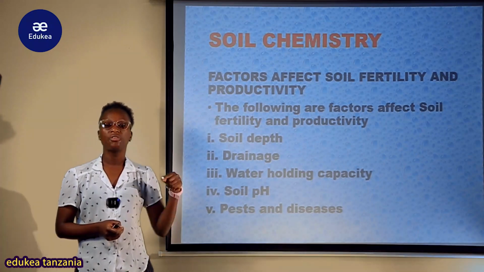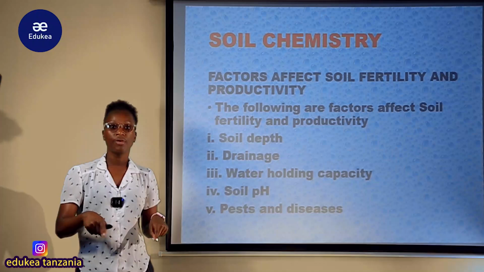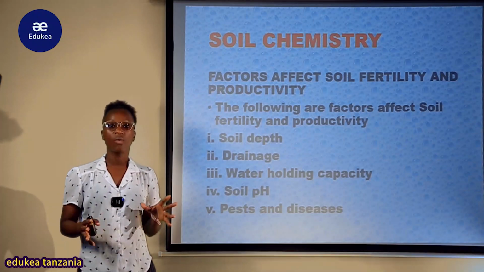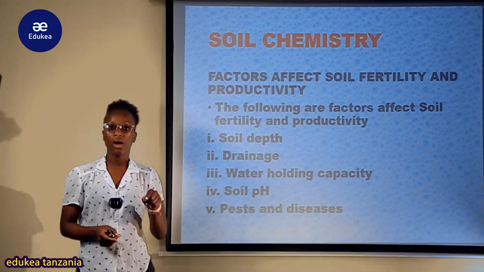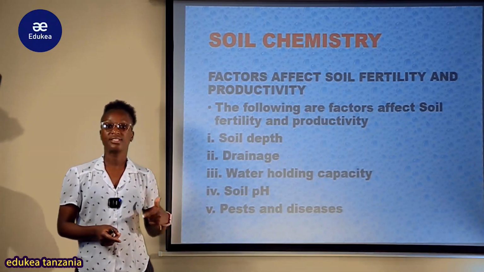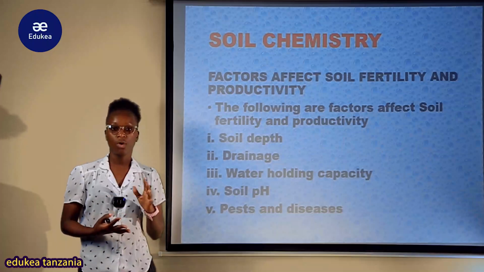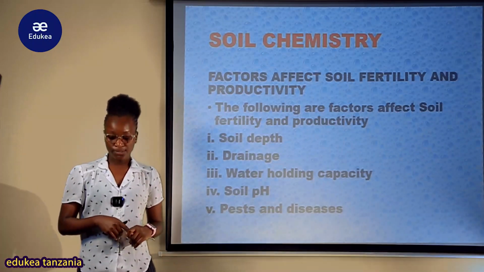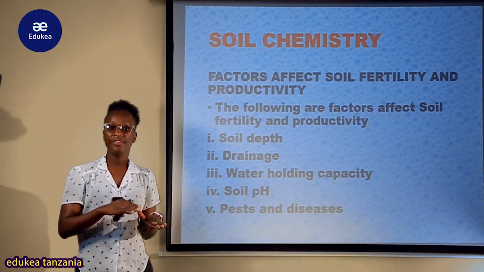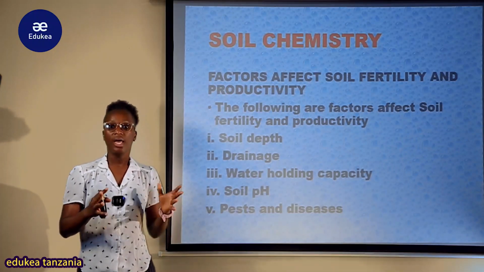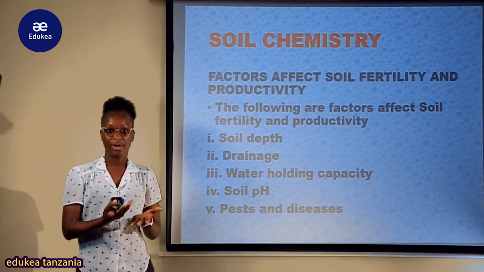Kama nutrients ziko far away from the roots of your plant, the zone of your plant roots ipo far away from the nutrient there, itakuwa ni ngumu sana kuwa na ile high productivity. Ile production ile ni ngumu sana kuipata. Lakini vile vile hapa kwenye soil depth tutakuja kuona if the nutrients are available to the zone of the plant, how it will favor the productivity.